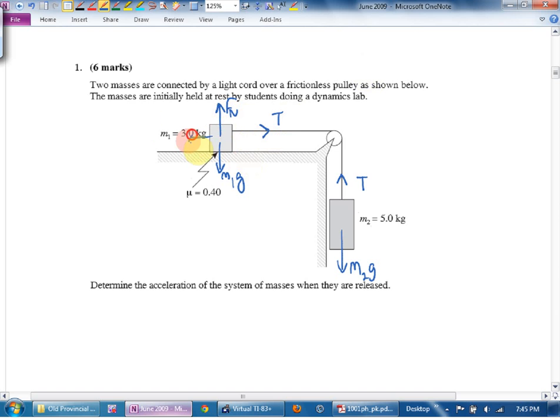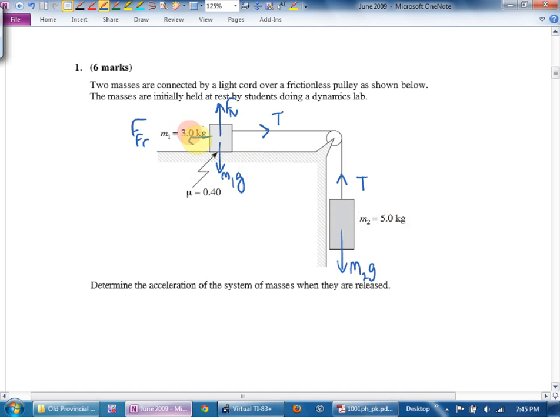Who's winning? You know what? It can't possibly be moving to the left because friction doesn't generate motion. If it's moving at all, it's moving down and to the right. Oh, and if I get a negative answer for my acceleration, I'll know that friction is so big, it's keeping this up. But I don't think it is, because this mass is bigger than this mass. It's moving to the right.